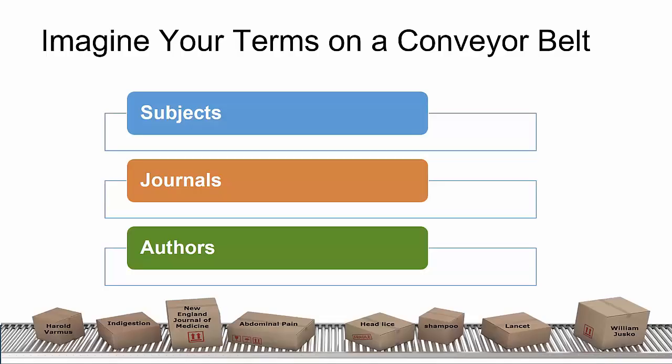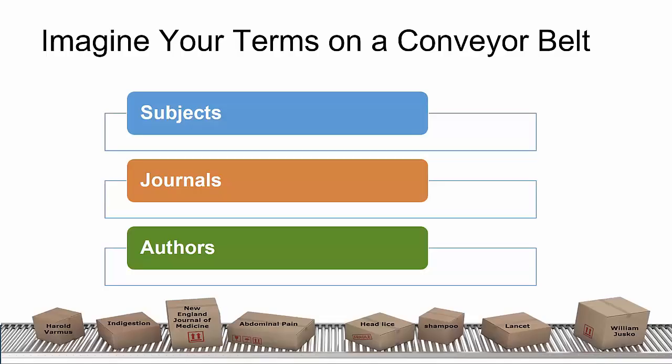All the terms that don't map to the subject translation table continue on the conveyor belt to the second stop, which is the journals translation table. The journals translation table is a list of all the journal titles in PubMed, so not just the MEDLINE journals. If a match is found for a journal title, it gets off the conveyor belt and processing on that term is complete. Whatever terms are left on the conveyor belt continue to the third stop, which is the author translation table. And if a match is found there, processing on that term is complete.